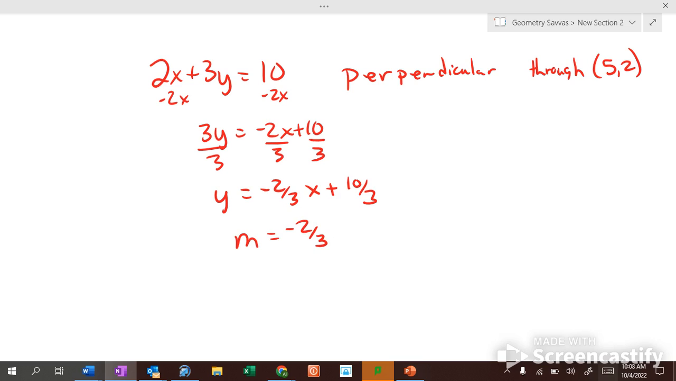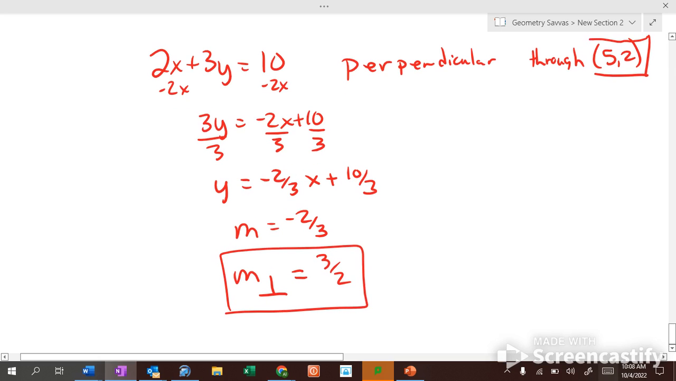But I don't want that slope. I want the slope of my perpendicular. So a perpendicular slope is the what of negative 2/3? The opposite reciprocal. What's the opposite reciprocal of negative 2/3? Positive 3/2. Here's my slope. Here's my point.